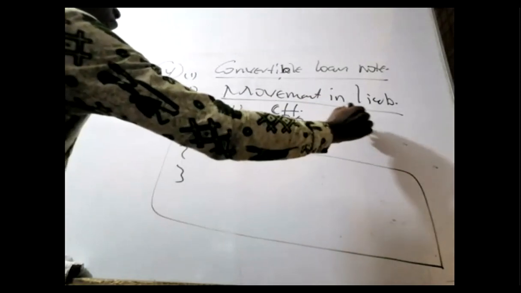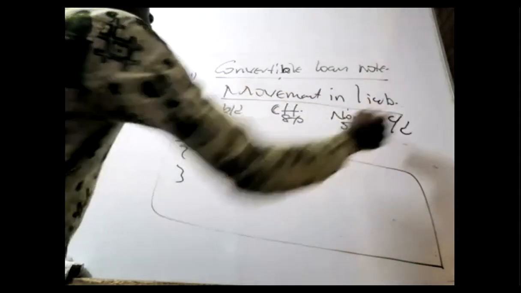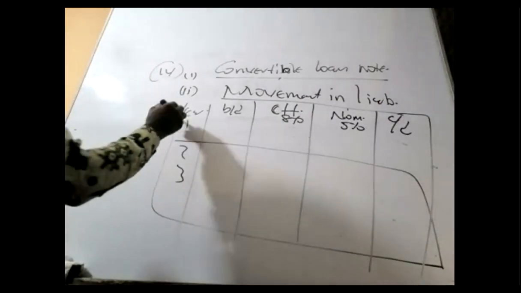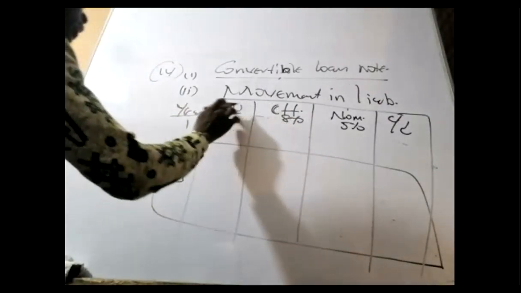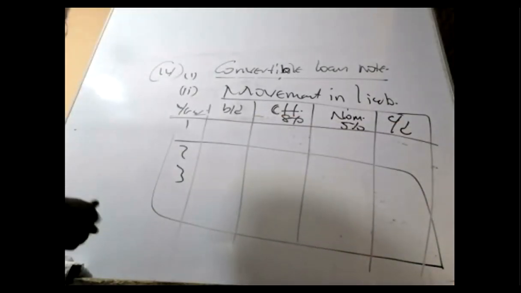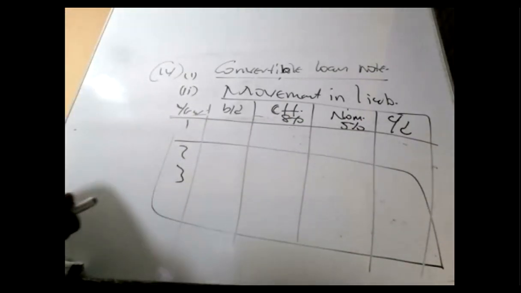Which is at 5%. Third examiner, the closing balance, that is all. So let's see. You need only the first year, just the first year. The only challenge is how to break and get the liability section. What is the opening balance of the liability? That is the liability component.